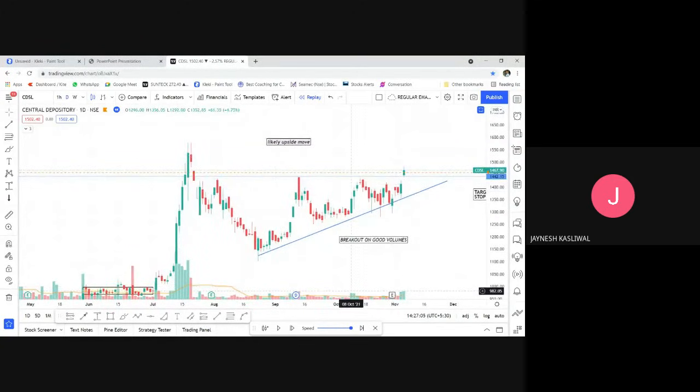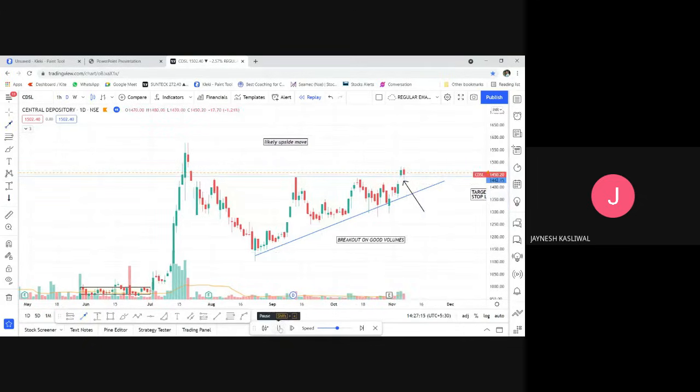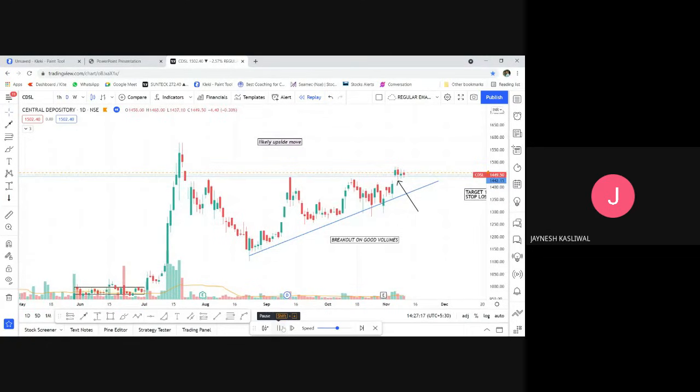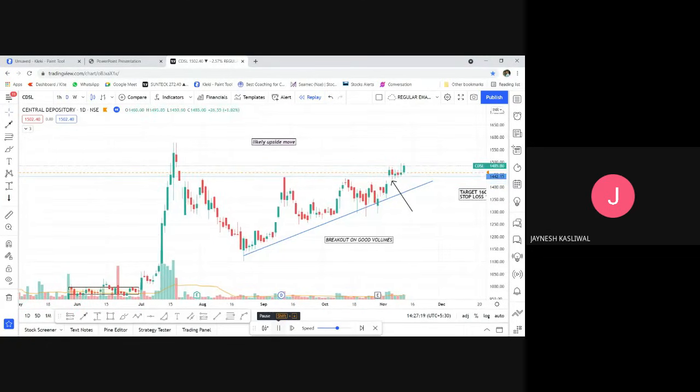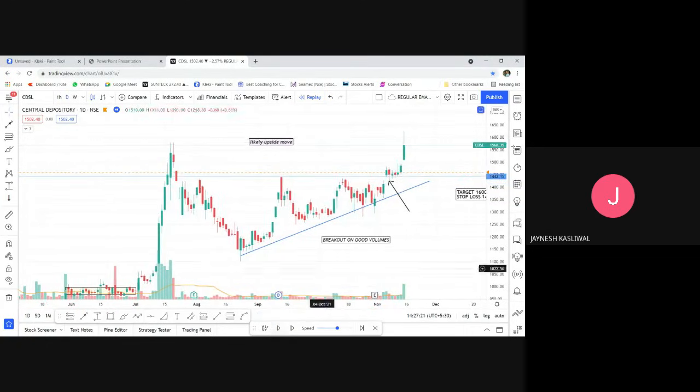Now, what will happen? We have added only 50% quantity. Remember, we are following the same rule here also. We have not added anything more yet. Now the stock has moved up. Now we will have to wait again for the retest of this area, so that we understand that this breakout region is successful.